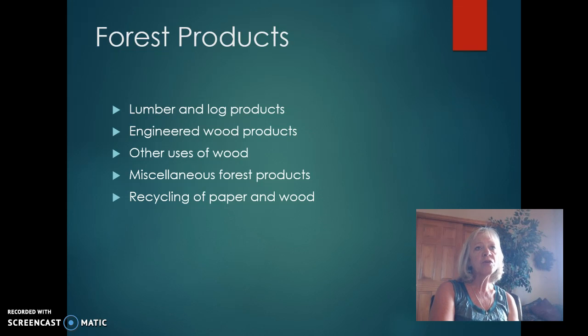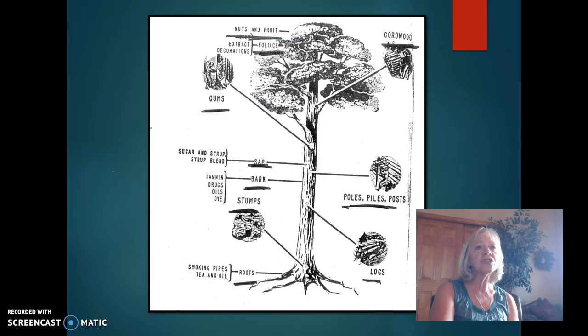Here's a quick diagram for you that just shows that we get sugars and syrups and oils and dyes and teas and oils from the roots. And the sawmill we'll be going to uses every part of the tree as much as possible. So it's going to be a very good model for you.